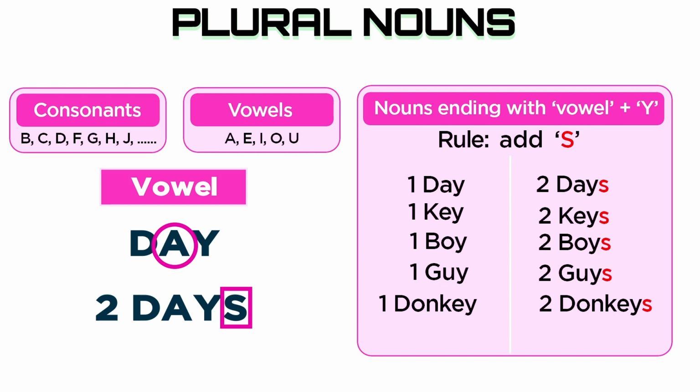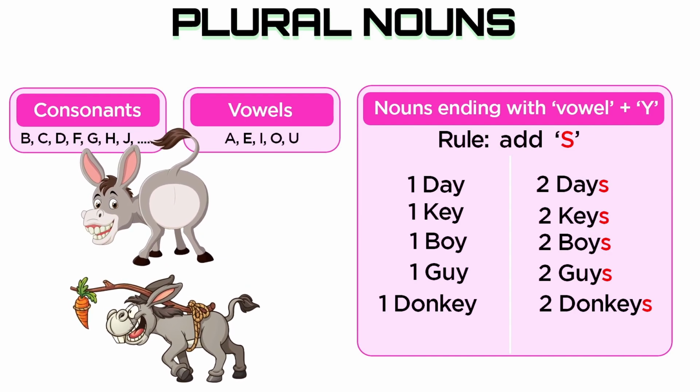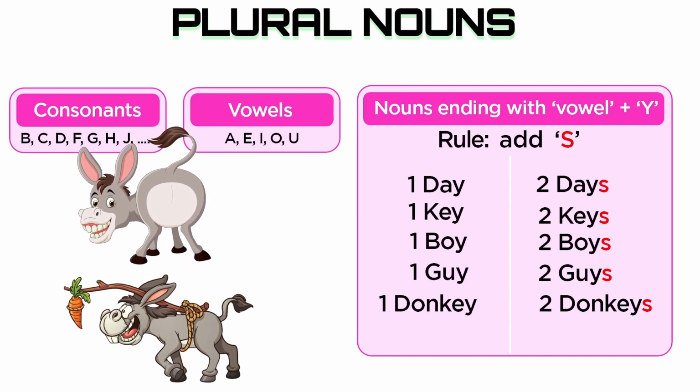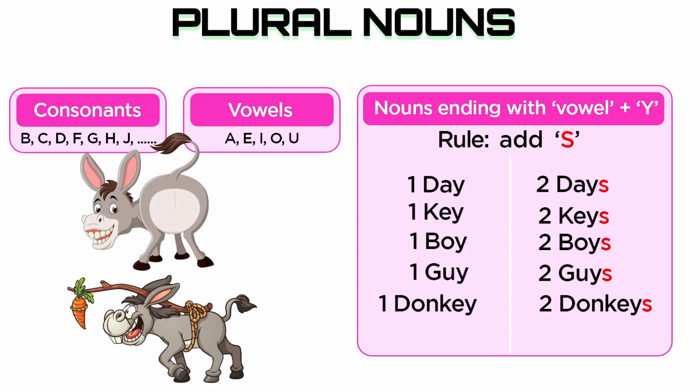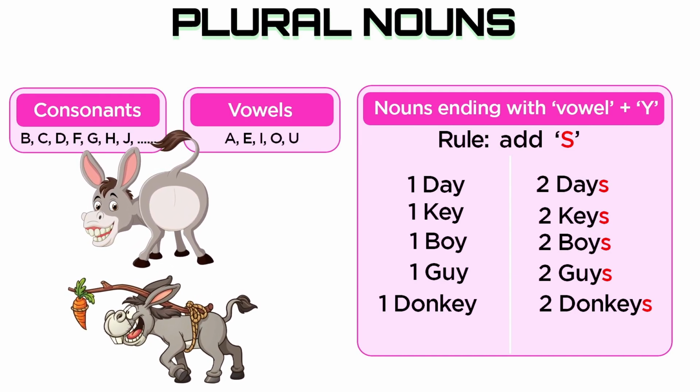One key, 2 keys. One boy, 2 boys. One guy, 2 guys. One donkey, 2 donkeys. All of these words end in a vowel plus a y. So, we just add an s.